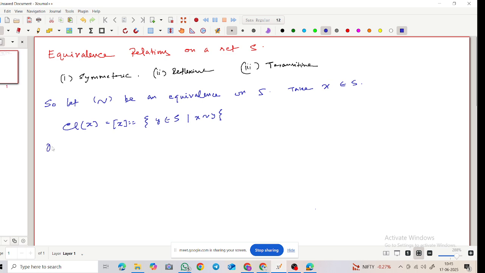So observation 1: x belongs to class x, since x is related to itself because this is an equivalence relation. Observation 2.